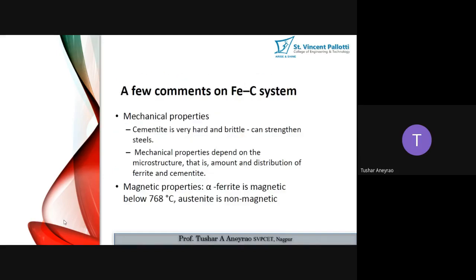Then mechanical properties. Cementite is very hard and brittle and can strengthen the steel. Now, what is the meaning of hardness and strength? We have seen properties in the prerequisite classes. Hardness is the ability to resist scratches, and strength is the ability to sustain load, the load bearing capacity, called strength in short.